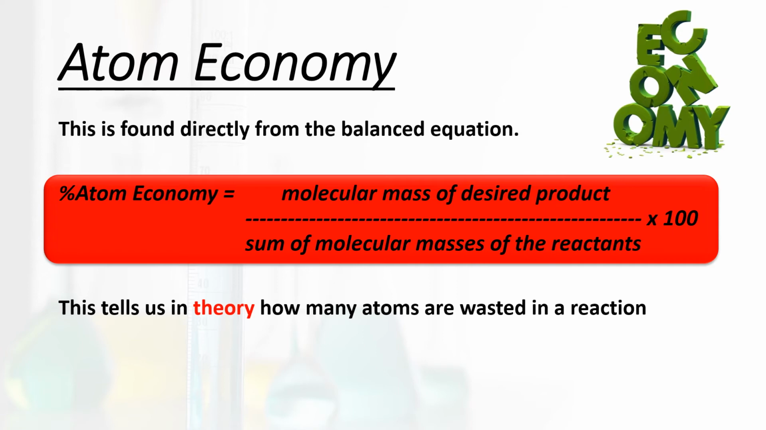And so the way we work this out is we take the molecular mass of the desired product and then we divide it by the sum of the molecular masses of the reactants. So we work out what is the molecular mass of reactant A, what is the molecular mass of reactant B, add them together. We work out what the molecular mass of our desired product C is, and we do the mass of C divided by the mass of A plus B, times by 100 to get a percentage.